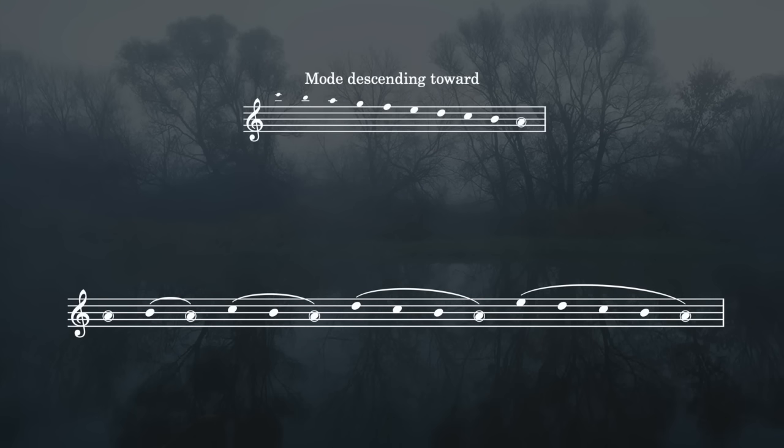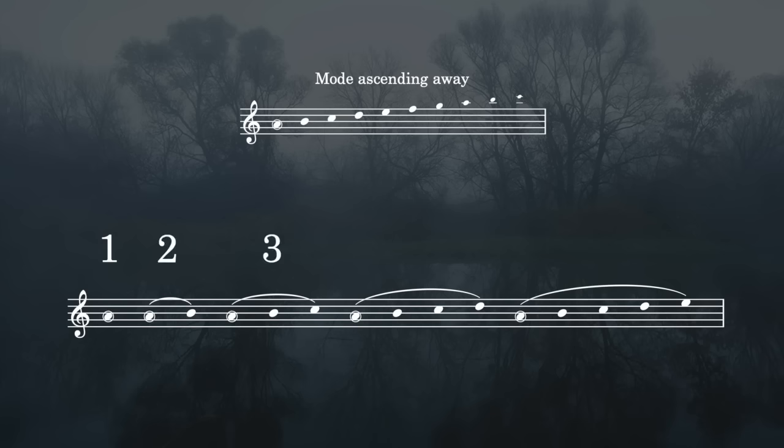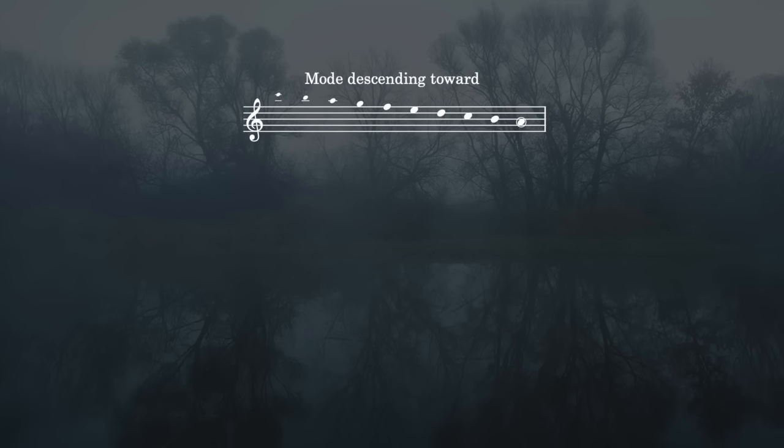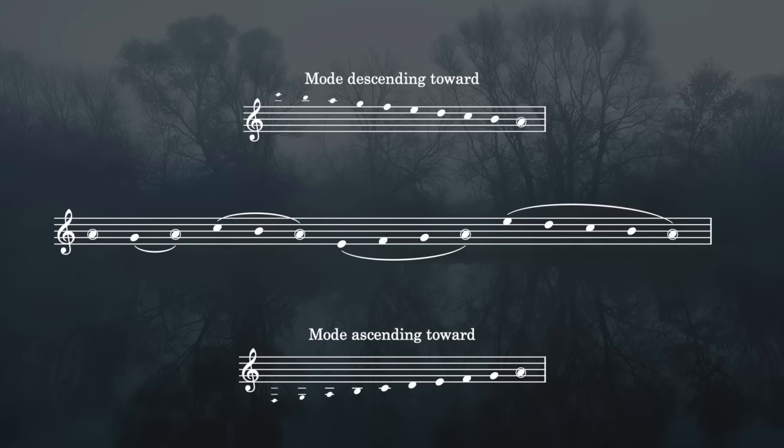In this example, with the central note A, I've written segments which are all in the mode of descending toward the central pitch. But I made a simple system so that segments will increase in size from one note to two to three, etc. If we choose instead to use ascending away as our mode, we'd have this. We could also do the same, but alternate between descending toward the central pitch and ascending toward the central pitch and end up with this.